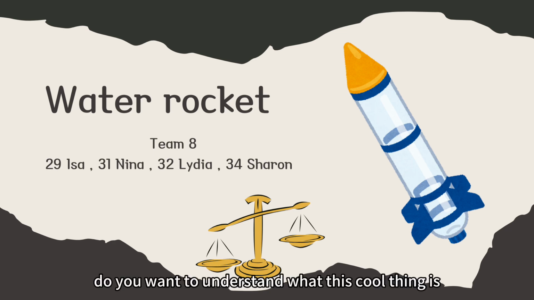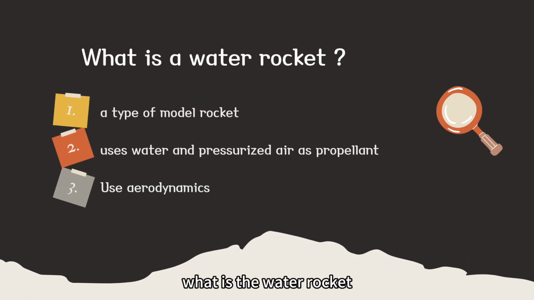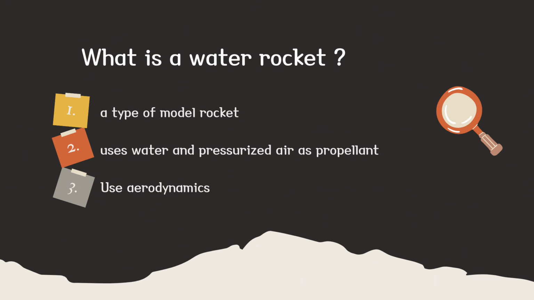Do you want to understand what this cool thing is? Let us reveal the secret behind it. What is the water rocket? First, it is a type of model rocket. Second, it uses water and pressurized air as propellant. And third, it uses aerodynamics.